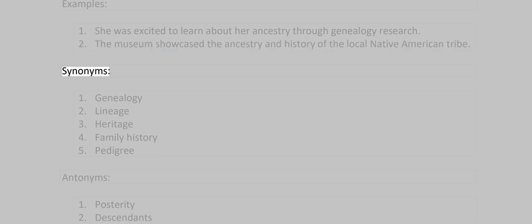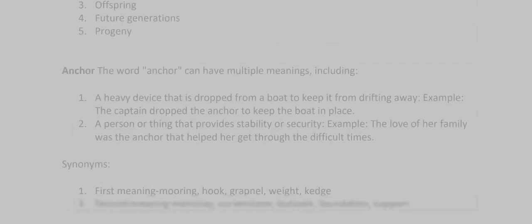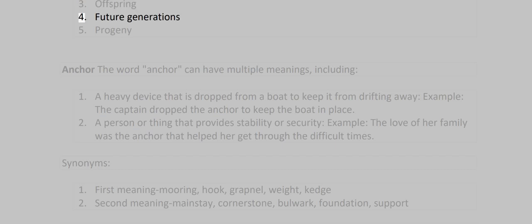Synonyms. 1. Genealogy. 2. Lineage. 3. Heritage. 4. Family history. 5. Pedigree. Antonyms. 1. Posterity. 2. Descendants. 3. Offspring. 4. Future generations. 5. Progeny.